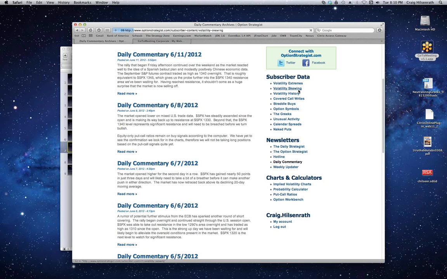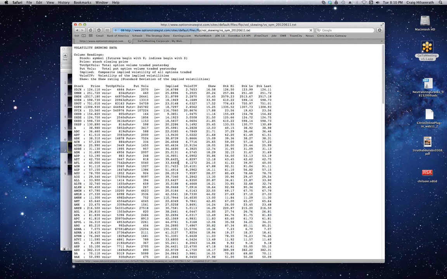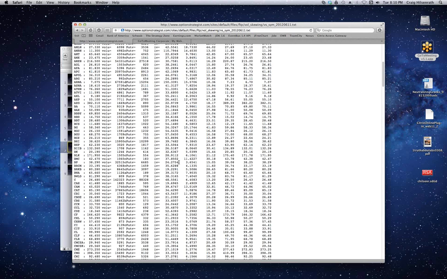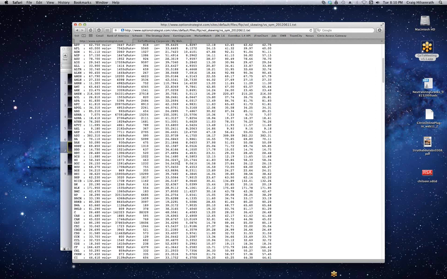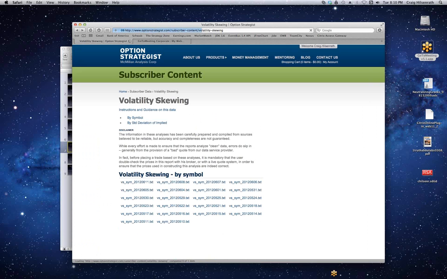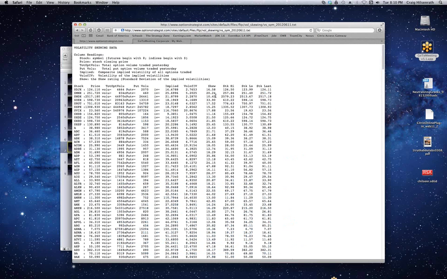So what I did was I went on the strategy zone, I clicked on volatility skewing, and I opened the file. I'll open the file from yesterday, and as you can see, what you get here is a file full of symbols and numbers, and they have them sorted in different ways. In this case, I clicked sort by standard deviation. So now we have the most expensive options on top.